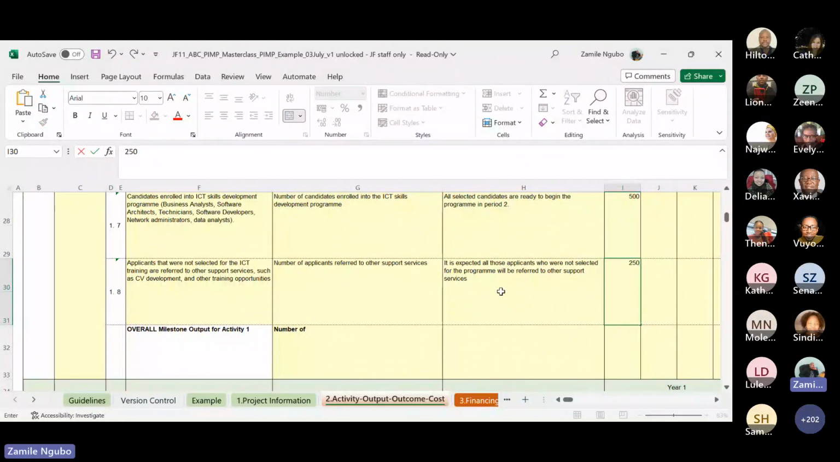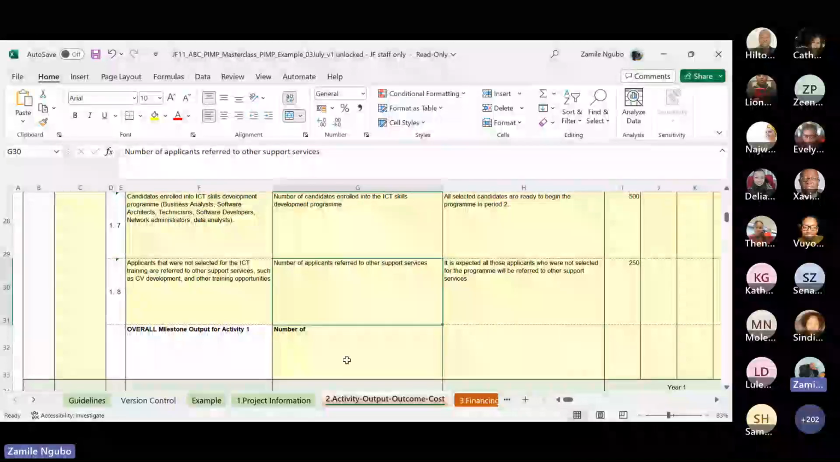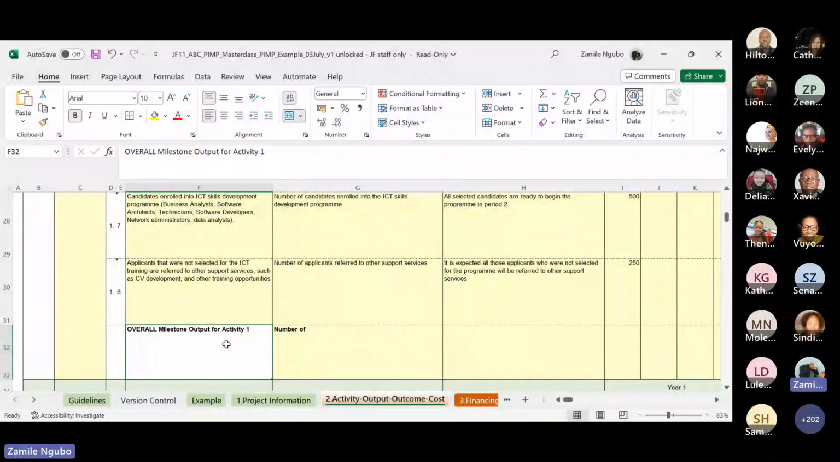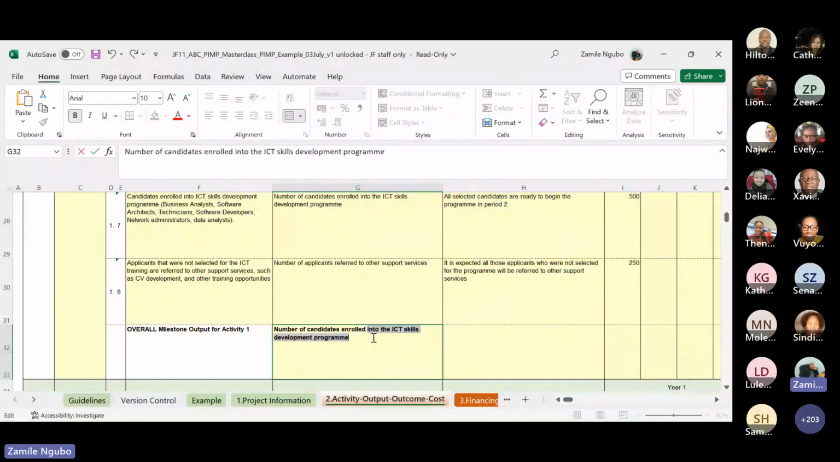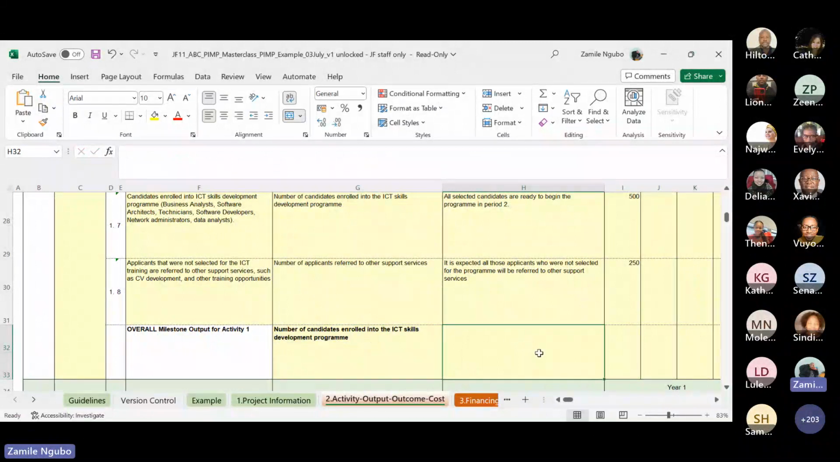So when Vuyo was giving the presentation on defining the key concepts, he spoke about the overall milestone for output for the activity category. So here the overall output for this activity category will be the number of candidates enrolled into the ICT skills development program. So this is the overall milestone.